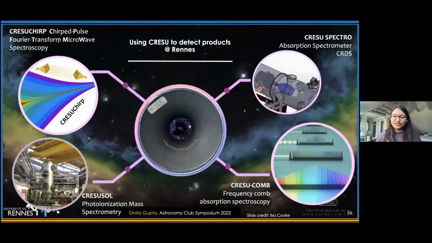So in our lab in Rennes, my previous lab essentially, there were different techniques being used to measure the products. One of them was cavity ring-down spectroscopy. One was a frequency comb spectroscopy technique. Another was photoionization mass spectrometry. However, I'll only be talking about this microwave spectroscopy technique, which is what I have developed along with my team over the past 3 years. So what happens here is you have chirped pulse microwave spectroscopy, okay? This is a broadband technique. Basically what you do is you have this chirp, which has a range of microwave radiation, okay? Different frequency ranges.